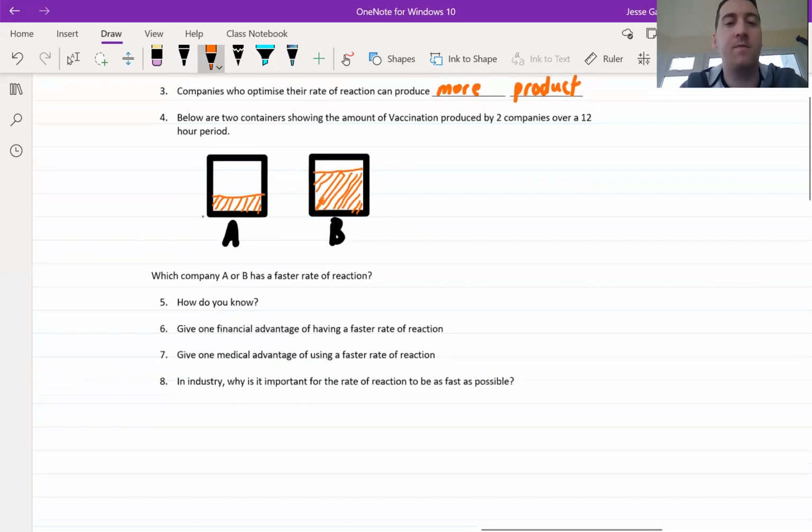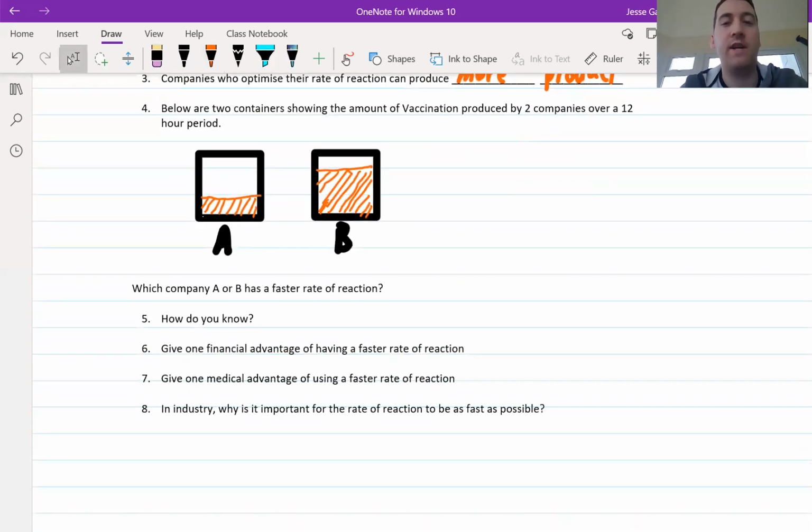Right, let's look at the next one. Below are 2 containers showing the amount of vaccination produced by 2 companies over a 12-hour period. That should be a vaccine, not vaccination. So 2 vaccine companies are producing a product over a 12-hour period. Which company, A or B, has a faster rate of reaction, and how do you know? Right, pause the video and do 4 and 5 now.